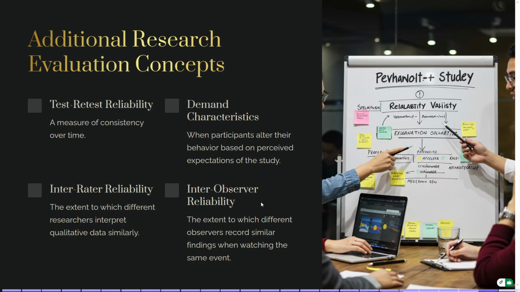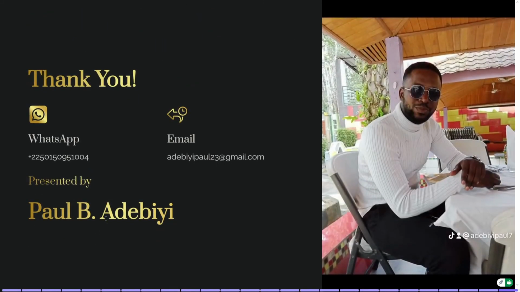Okay, now into observer reliability. This is the extent to which different observers record similar findings. Inter-rater reliability is rather interpreting the study the same way. What I have interpreted from what you did is the same thing that this other person interpreted. Now, inter-observer reliability, on the other hand, is about the record, about the rating. We recorded the same thing. So that is that, and I think that is the end of the slide.